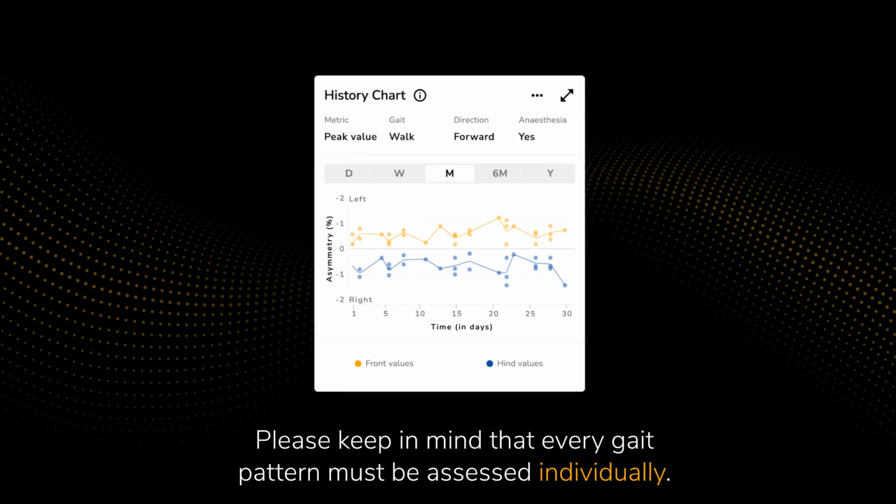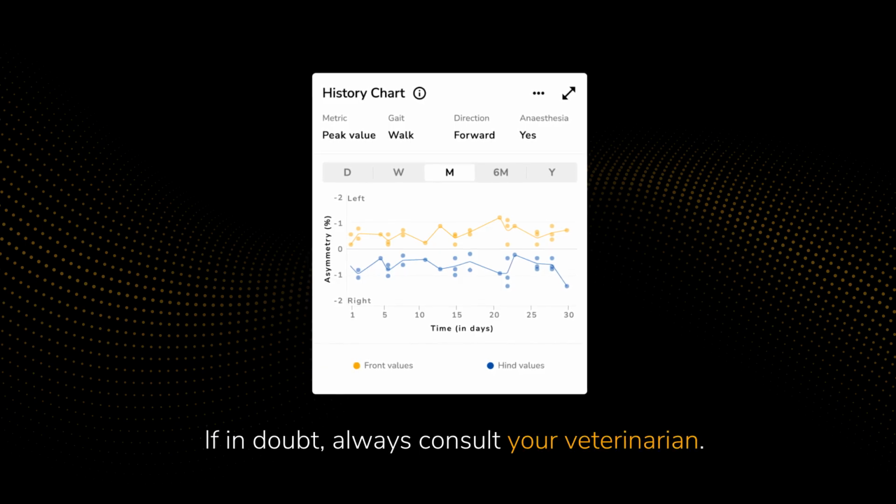Please keep in mind that every gait pattern must be assessed individually. If in doubt, always consult your veterinarian.